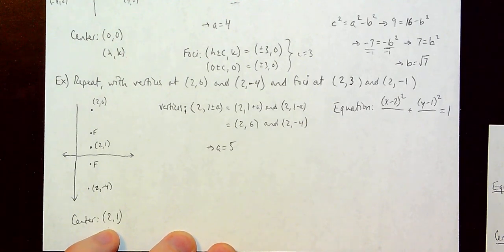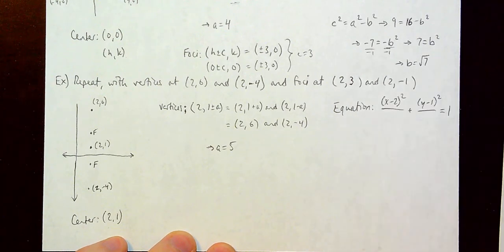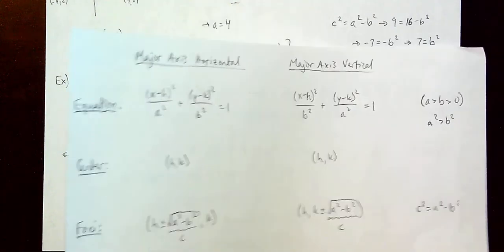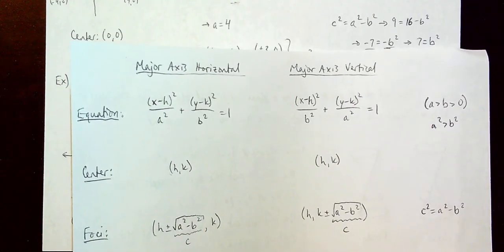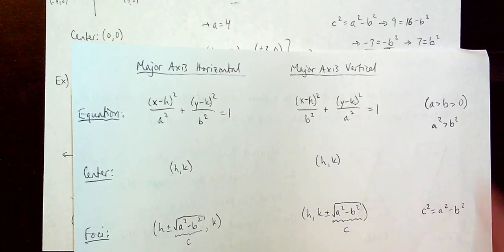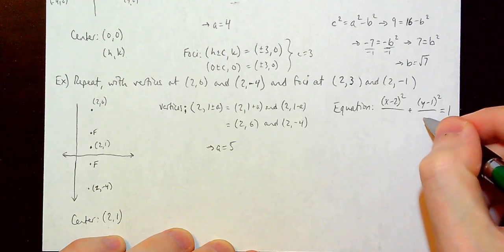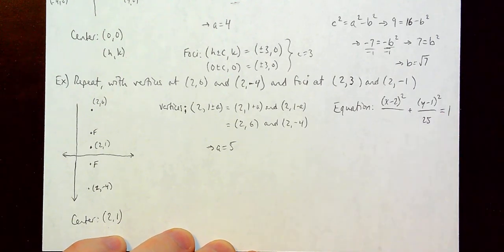So that is pretty nice. That's a nice little way to figure out what one of your values is, specifically your a value that is associated with your major axis. So again, because we have a vertical major axis, the a squared is going to go underneath the y term. So 5 squared, or 25.